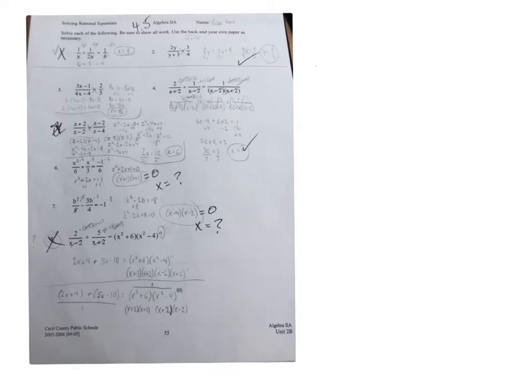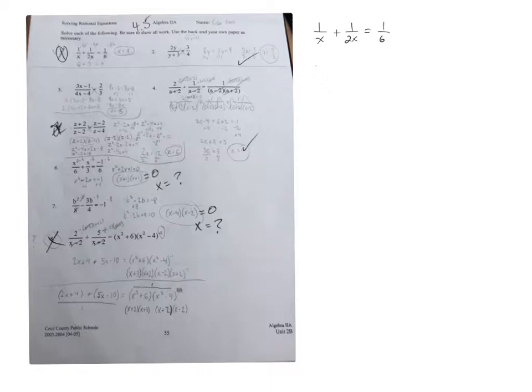Okay, this first problem up here, number 1, is 1 over x plus 1 over 2x equals 1 over 6. The strategy with these rational equations is to find the LCD, the lowest common denominator of all the denominators, and multiply every term by that.